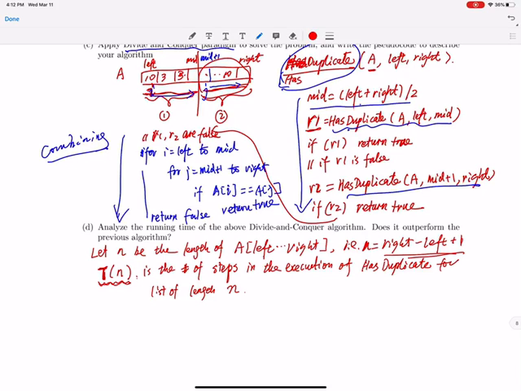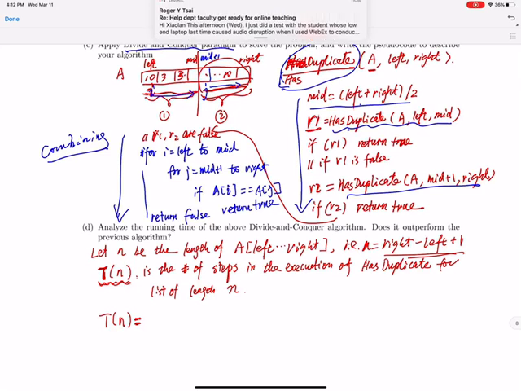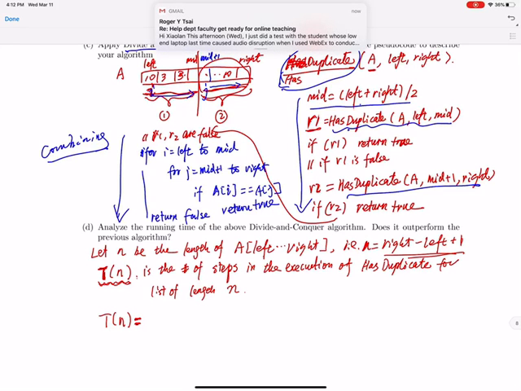So let's try to characterize T sub n by looking at the code. This is all we have in order to understand the running time. I'm going to write on top of it, even though it will make it messy. First step, we find the middle point.